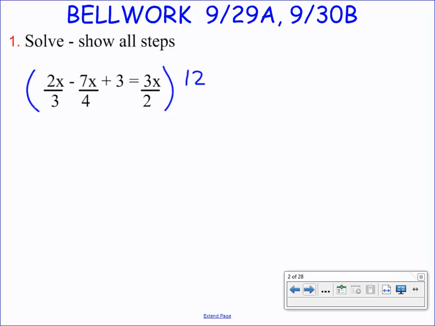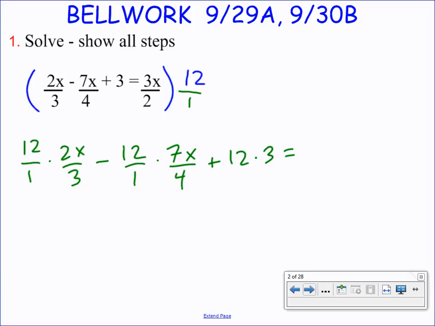And when we do that, we'll go term by term. So it'll be 12 over 1 times 2x over 3 minus 12 over 1 times 7x minus 4, or over 4 rather, plus 12 over 1 times 3 equals 12 over 1 times 3x over 2. So notice how we've taken everything, every term on both sides, and we multiplied it by 12, right, our least common denominator. Watch what happens when we do that.